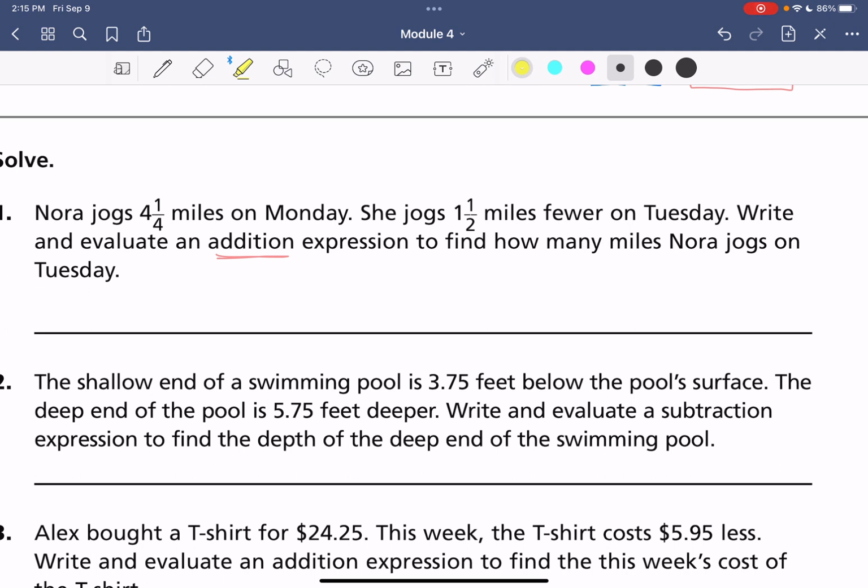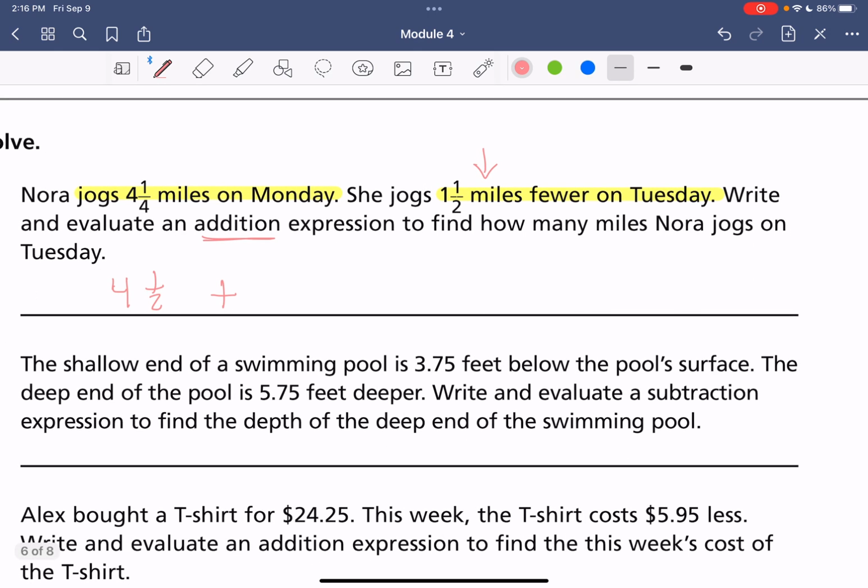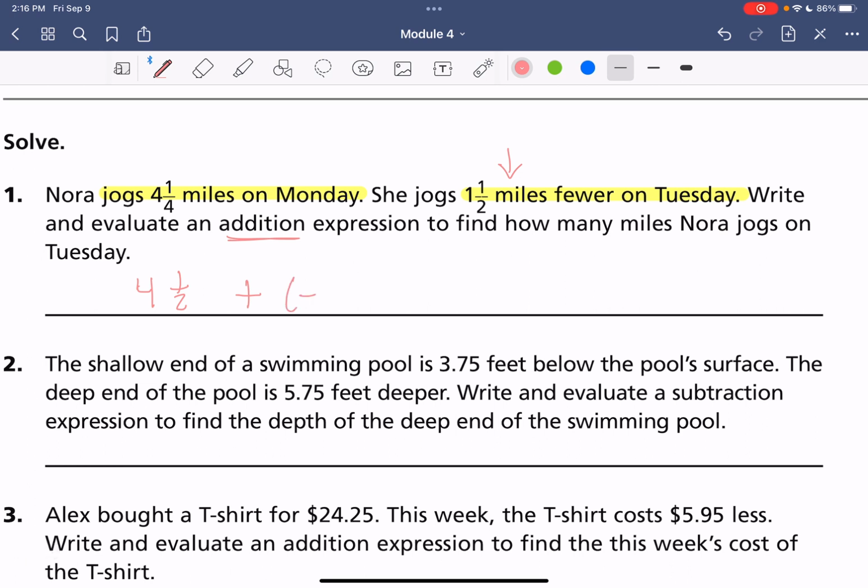So just like with all of our word problems, we're going to highlight what's important. So Monday, she jogs 4.5 miles. And then she jogs 1.5 miles fewer on Tuesday. Write and evaluate that expression, an addition expression. So we are going to be adding. We have 4.5 miles as our starting point, where we would put our dot on our number line. And then we need to add our 1.5 miles. That's fewer. So fewer miles than what they did on Monday. So we're going to add negative 1.5.